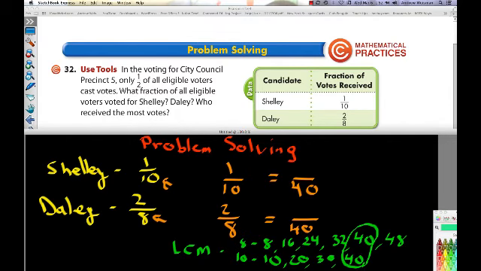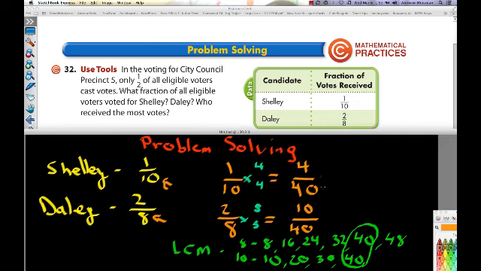So how do we get from 10 to 40? Well, we multiplied by 4. Whatever you do to the bottom, you must do to the top. 1 times 4 is 4. And we do the same thing over here. What did we do to 8 to get to 40? Well, we multiplied 8 times 5. But the rule is, whatever you do to the bottom, you do to the top. 2 times 5 is 10.